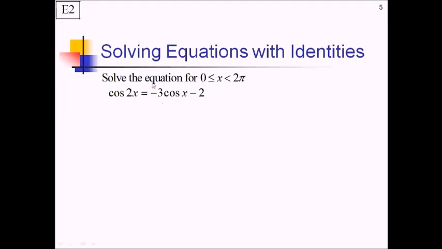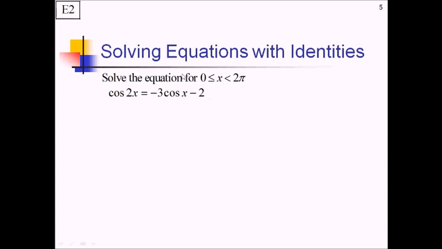Here's another problem with a double angle in it. Pause the video and see how far you can get on this one. Now this one's a little trickier. Cosine of 2x, remember there's 3 different identities for that double angle, so you actually have to try to pick the most helpful one based on what else is in your problem.